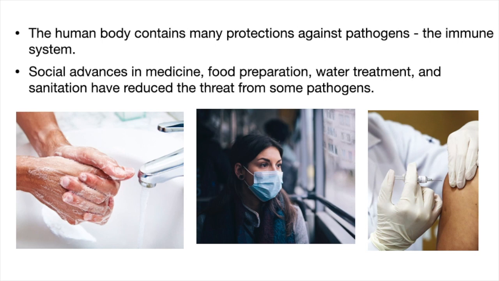To start, the human body contains many protections against pathogens, namely our immune system. And of course, social advances in medicine, food preparation, water treatment, and sanitation can help reduce the threat from pathogens. For example, proper hand washing, wearing masks, and vaccinations are helping us avoid infections of COVID-19. And so during this unit, we will explore the different pathogens and their diseases, how they're transmitted, and the different public health measures that can help us fight their spread.